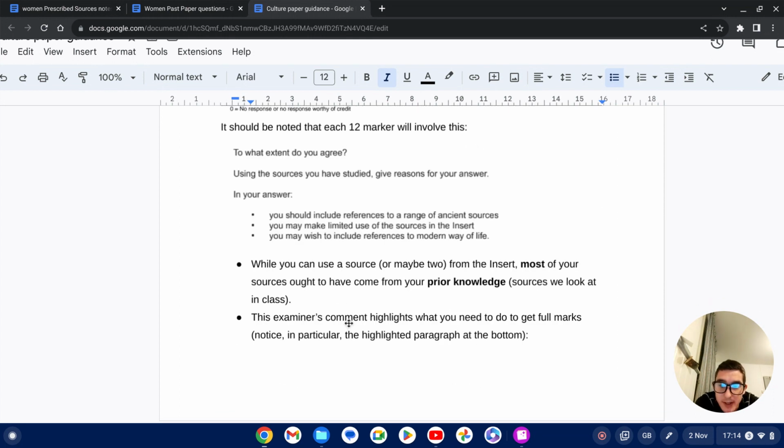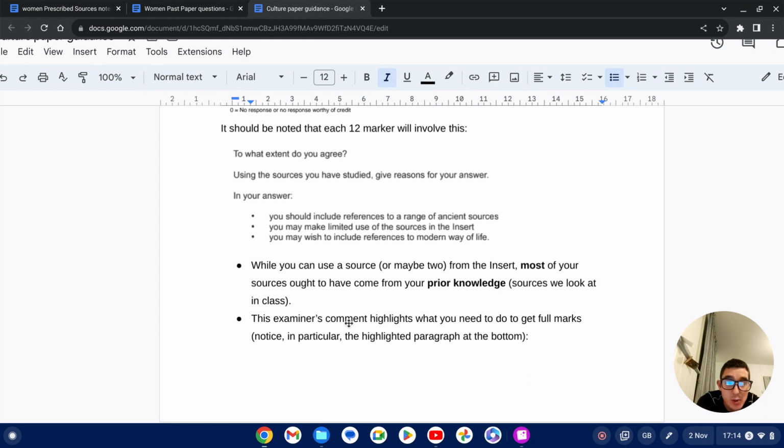In your answer, you should include references to a range of ancient sources. Emphasise range for a reason. You may wish to make limited use of the sources in the insert. So again, you can use your insert, but this is likely to be what they'll want you to limit that to maximum 2 from the insert. You may wish to include references to a modern way of life, and I think I talked about this in the previous videos.